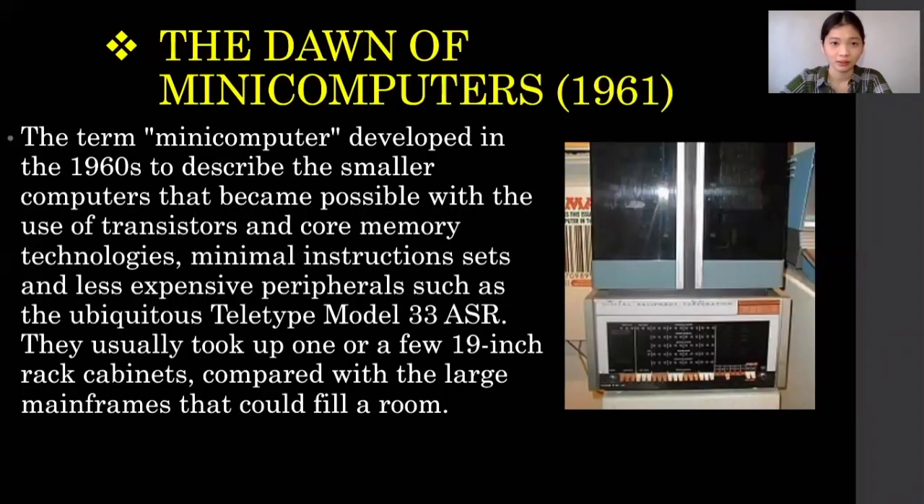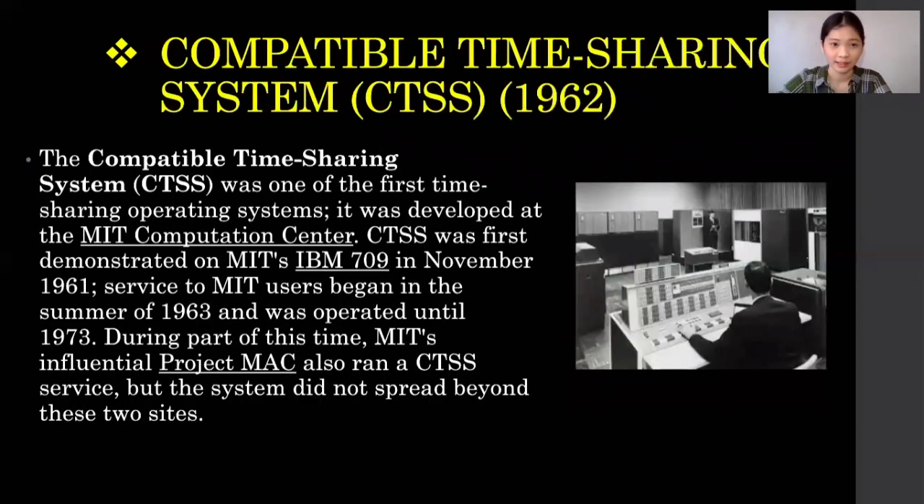So next, the dawn of mini-computers in the year 1961. The term mini-computer developed in the 1960s to describe the smaller computers that became possible with the use of transistor and core memory technologies, minimal instruction sets, and less expensive peripherals such as the ubiquitous teletype Model 33 ASR. They usually took up one or a few 19-inch rack cabinets, compared with the large mainframes that could fill a room.